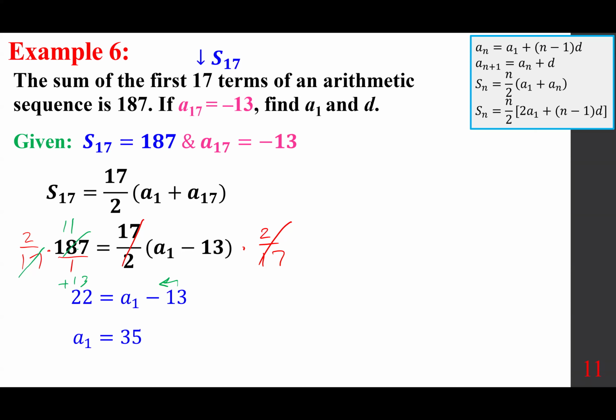So that's pretty straightforward. Now we want to find the value of D. So what do we do? Very simple. A sub 1 is missing, but we have A sub 17 given. We can find the D. So for A sub 17, we are using this formula.